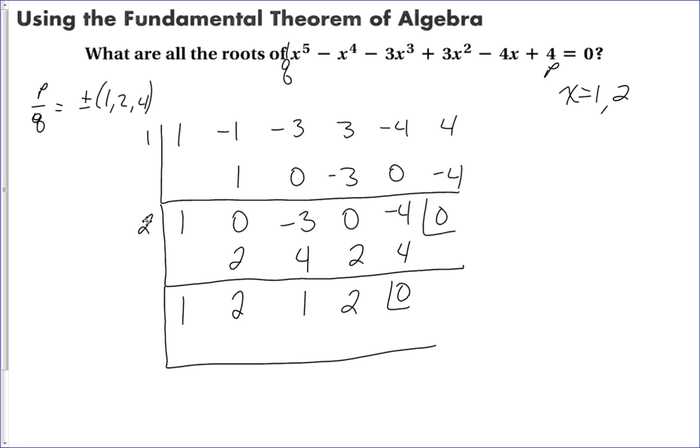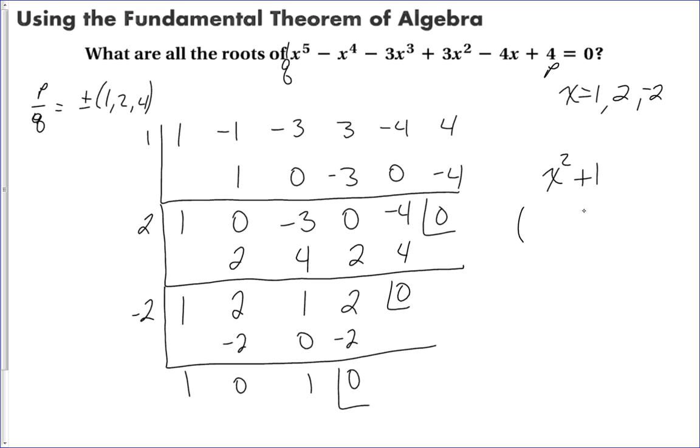Let's see if negative 2 works. 1, negative 2, 0, 0, 1, negative 2, 0. Oh, look at that. Negative 2 worked as well. So we have 3 rational roots. And now we have this, which is a 2nd degree polynomial. I'm going to write it up here. Remember, this is your x squared term. We have no x term, and this is your constant, so plus 1.